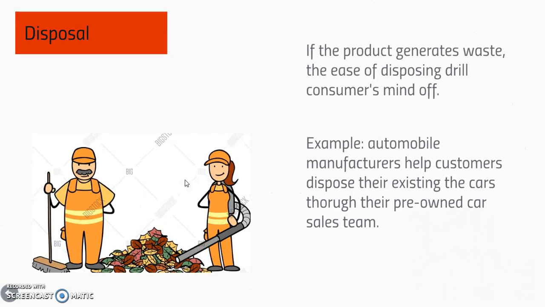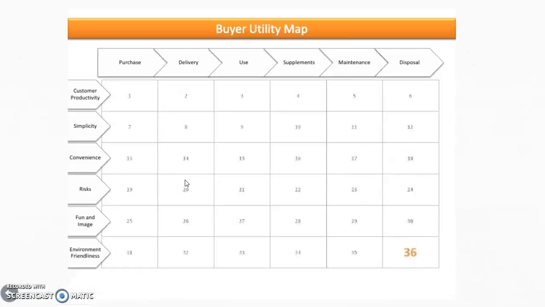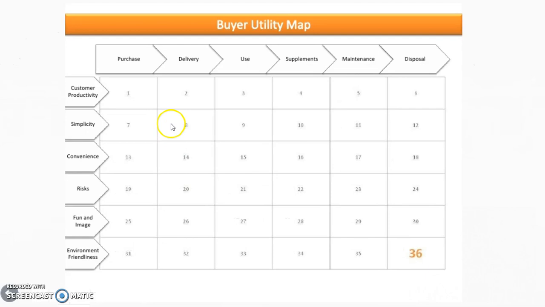Lastly is the disposal. Disposal is, if the product generates waste, the ease of disposing of it, whether it is easy or hard for the consumers. For example, there are some automobile manufacturers that will help customers dispose of their existing cars through the pre-owned car sales team. The meaning is they sell the consumers' car, becoming a second-hand car. So this is an example of a buyer utility map that is usually used as a strategy tool by a company.